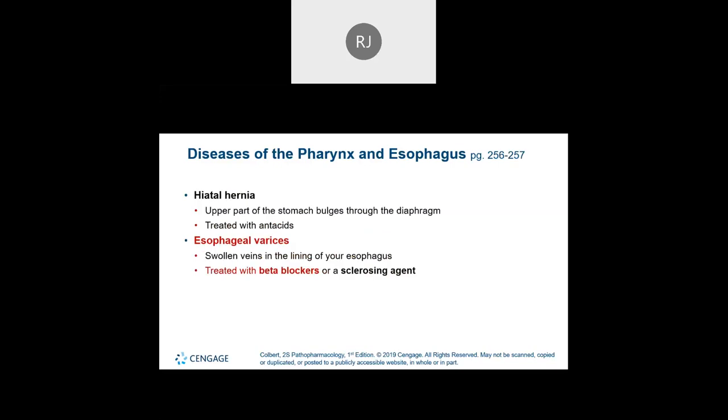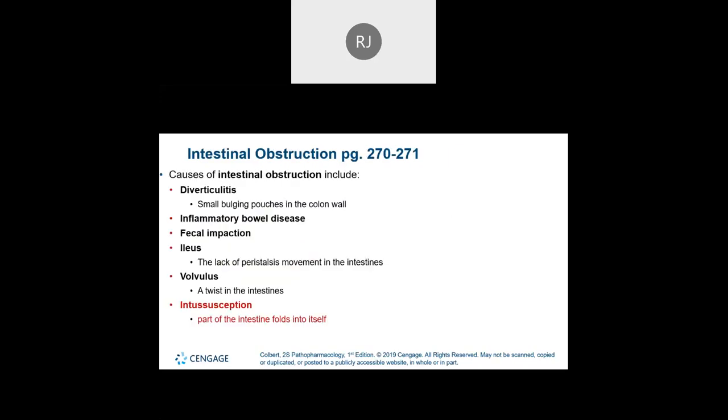On pages 256 and 257, our text talks about hernias and esophageal varices. Hiatal hernia is where the upper part of the stomach bulges through the diaphragm. This disease can be treated with antacids. Esophageal varices are treated with beta blockers or sclerosing agents. Boy, they got some names in this book, don't they?